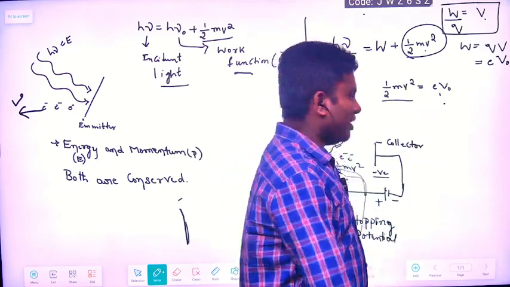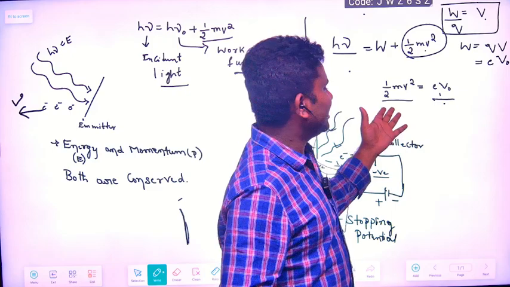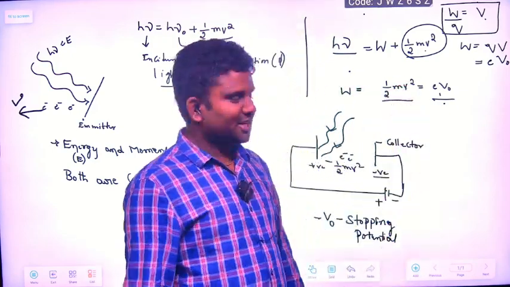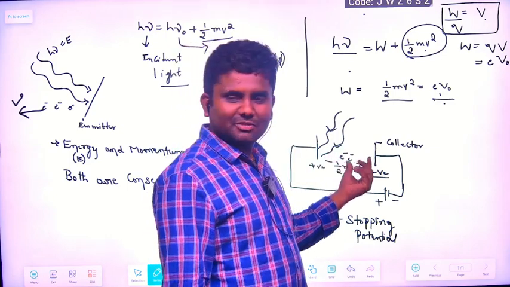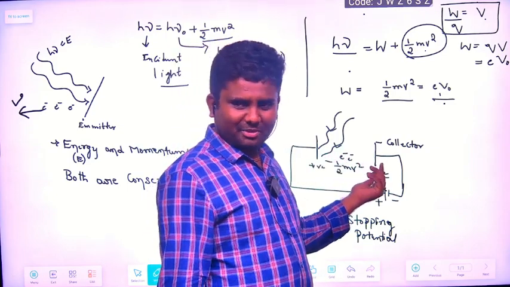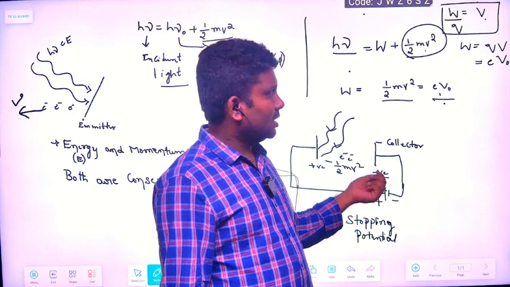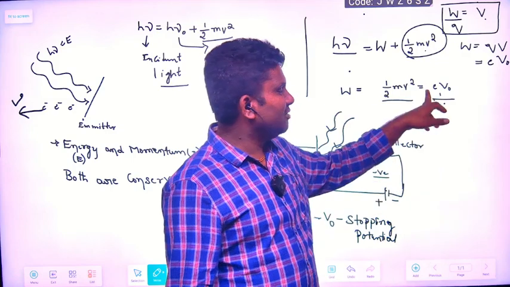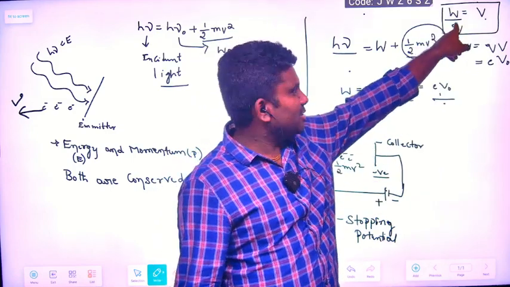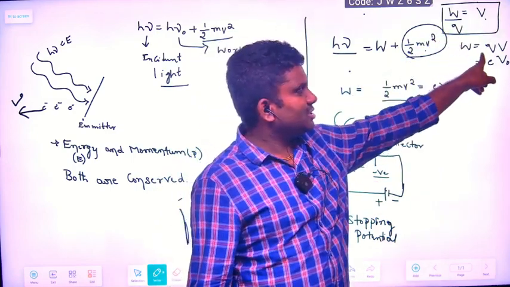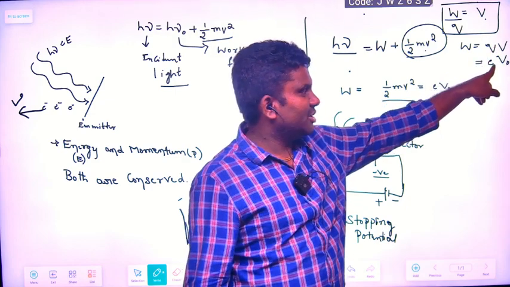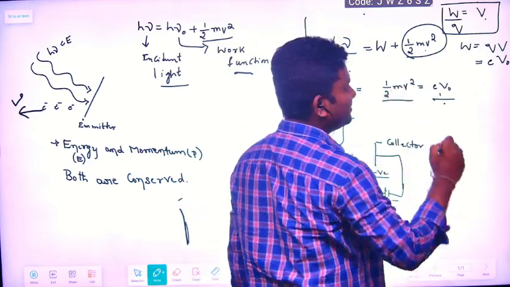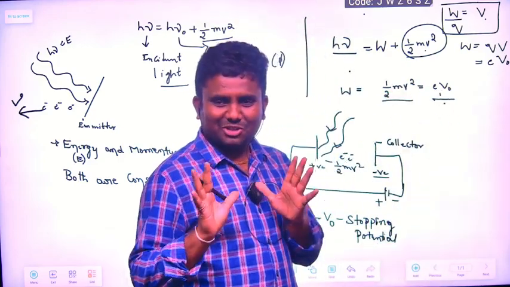Understood? Why do I take half mv square equal to EV naught? Half mv square is nothing but work done, and work done is nothing but change in kinetic energy. Initially, they have maximum kinetic energy. Finally, they will stop, collected by the plate. So change in kinetic energy is equal to work done, which is EV naught. Work done per unit charge is potential, so work done is charge into potential. Charge is the charge of an electron. Potential is the stopping potential. That much potential you need to apply to stop the electrons.